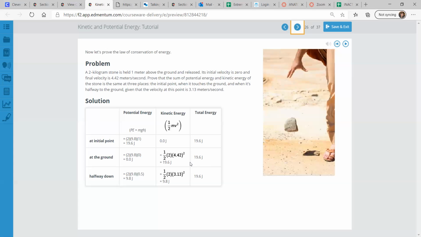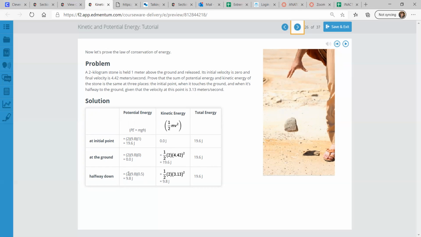Once the rock hits the ground, the potential energy is 0 because the height is 0. So that cancels out. The kinetic energy is 1/2 times the mass, which is 2 kilograms, times the final velocity, which is 4.42 meters per second, squared. And if you multiply all that out, you get 19.6 joules. 0 plus 19.6 equals the total energy of 19.6 joules. So at the initial point, it's all potential. At the ground, it's all kinetic.